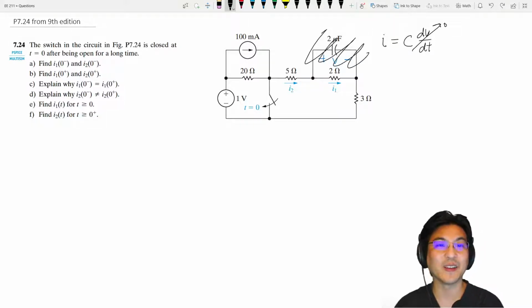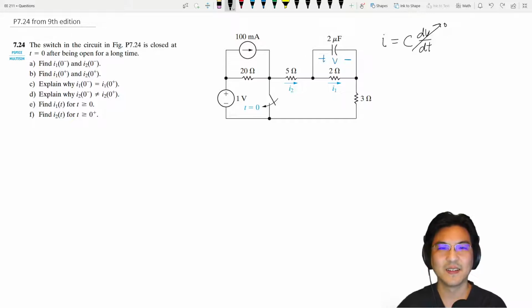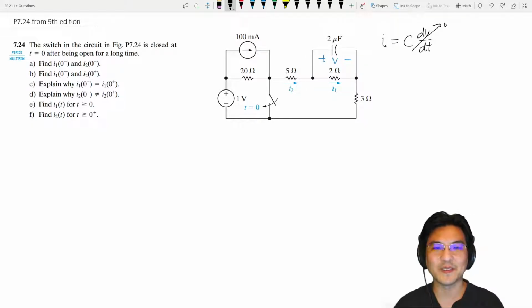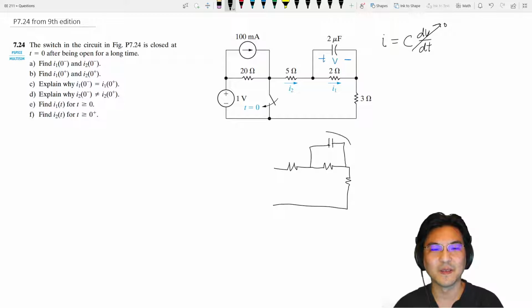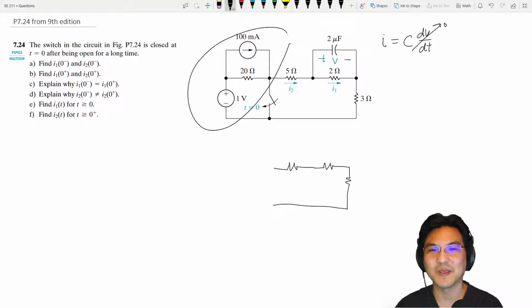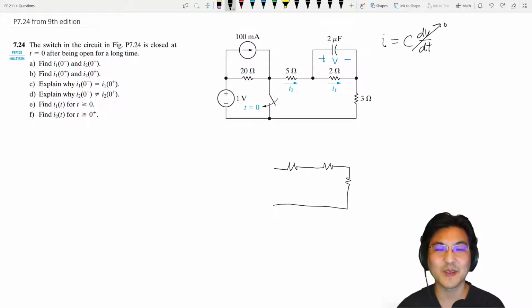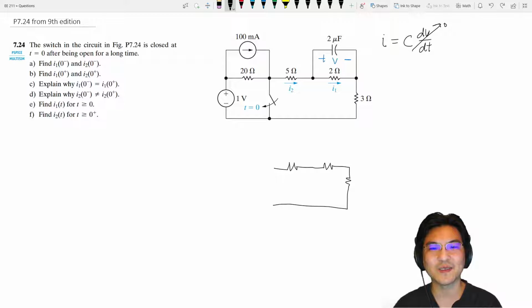It's like unplugging it. So then all that's left is this 5 ohm, 2 ohm, and then this we can just unplug, right? No current's going through there. What about this big mess over here? It's oftentimes helpful to use source transformations.